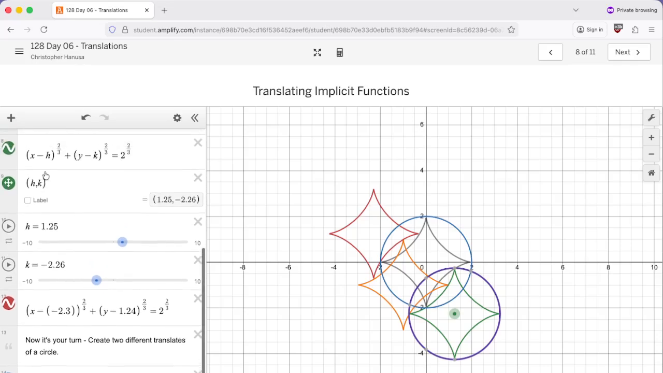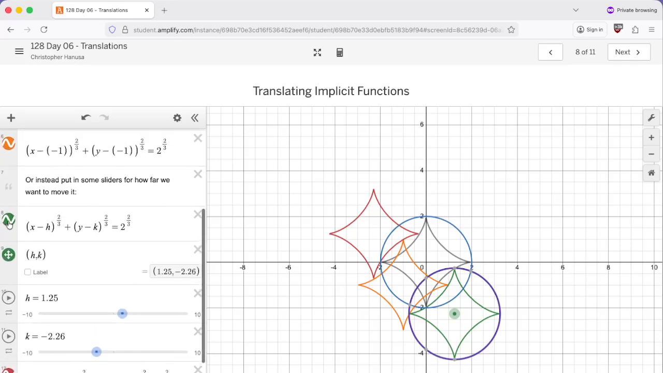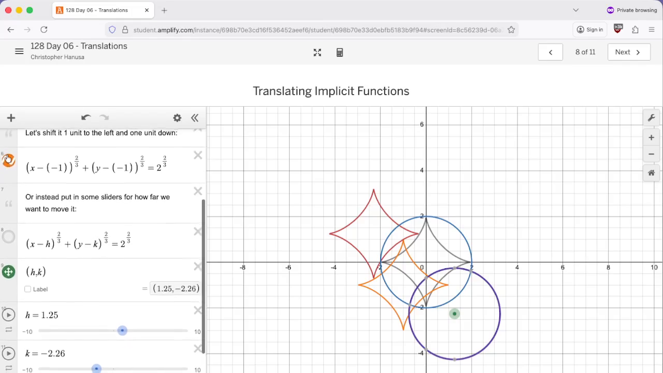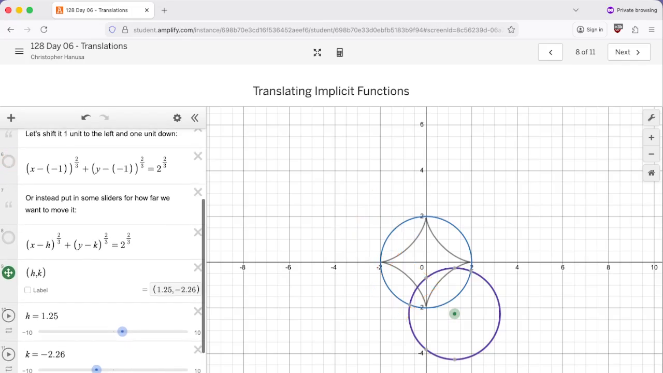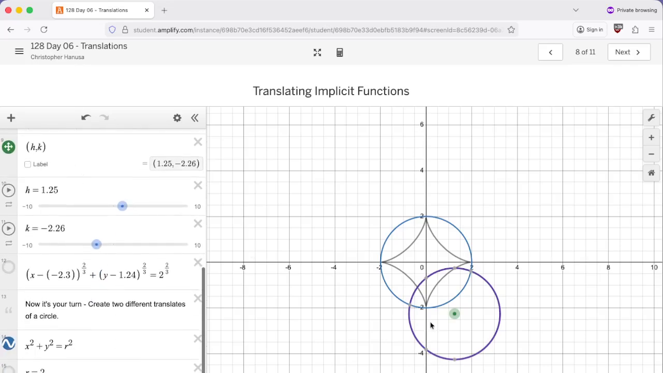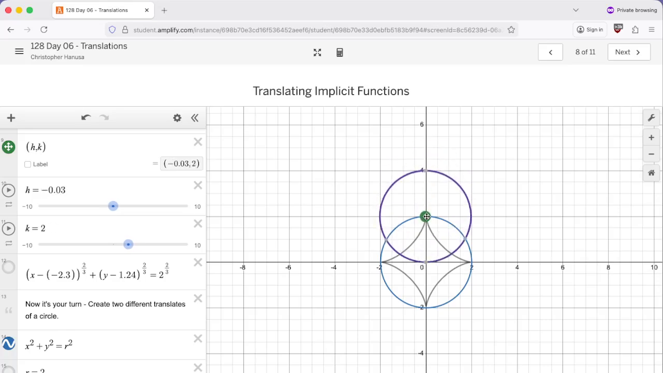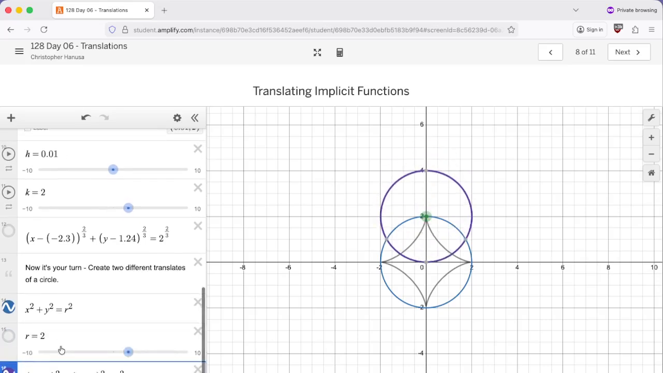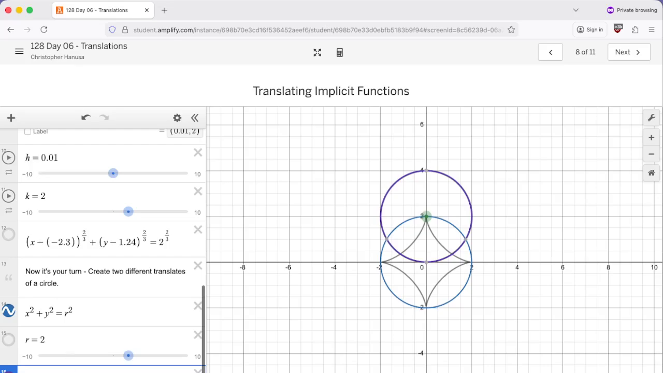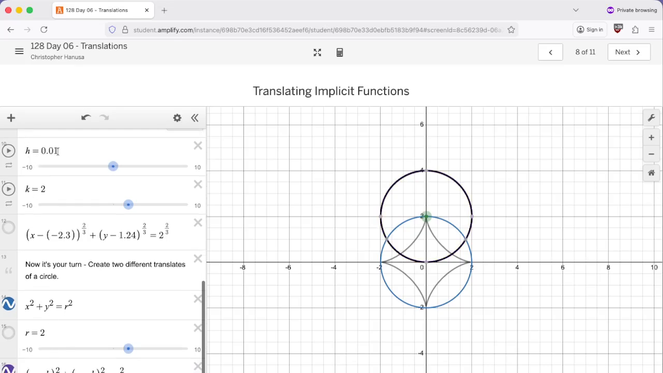Maybe I'll turn off all these other things up here since they're a little bit in the way. Turn off this one, this one, this one. But now I can move around my point until it's exactly where I want it. I'm going to move it right here. So what are my h and my k? Maybe I actually want h to be 0. I'll put h as 0 and k equal to 2. And now my circle is saved.